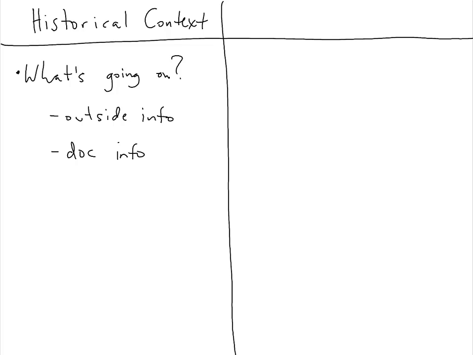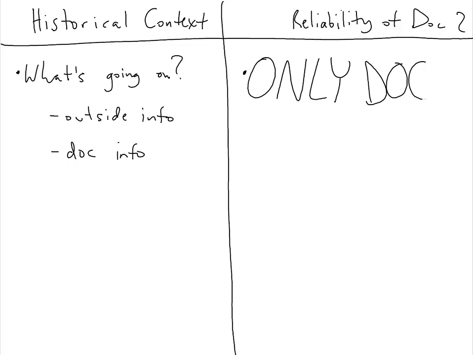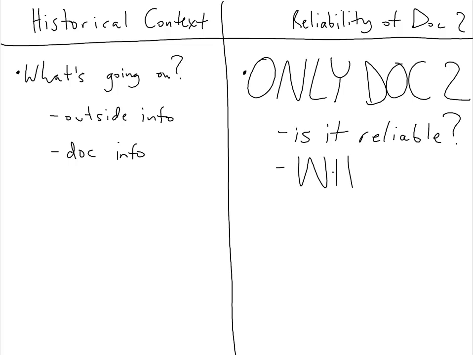Then in your second paragraph, you want to address the reliability of Doc 2. Now, all caps, only Doc 2. You are not addressing anything about the reliability of the first document. That doesn't mean you can't mention the first document. Maybe you'll mention that as doc info in the historical context. But you are only addressing the reliability of the second document. So you're addressing that question. Is it reliable? And even more importantly, why? Or why not?